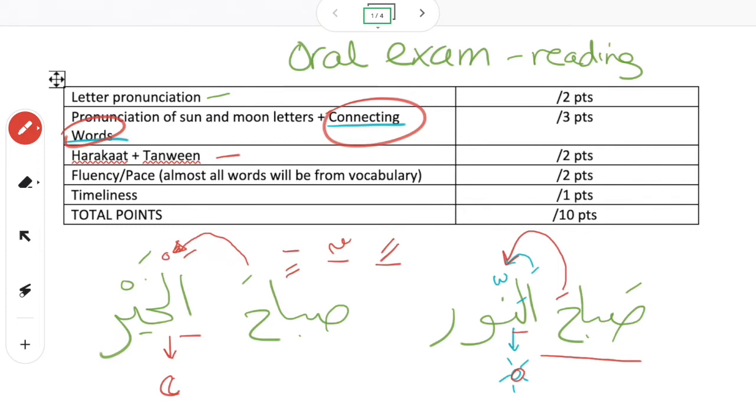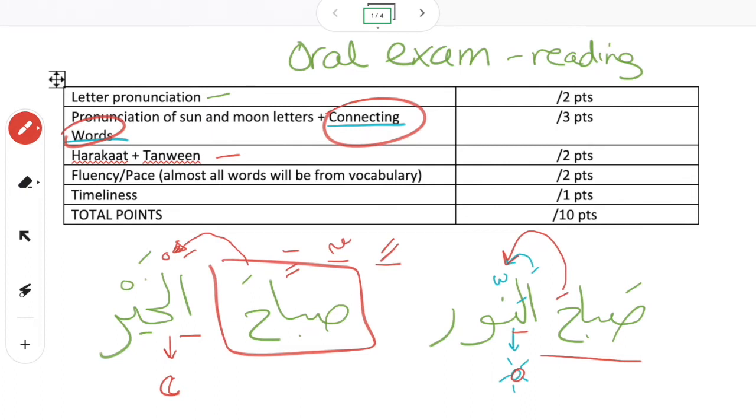Okay. Your fluency and your pace. So all of the words are coming from your vocab. So that means you should be pretty comfortable with your vocab words. When you see a word, you should be able to recognize it. If you're still struggling with that, that means you really need to study the vocab, okay? So I don't want you to be reading the oral exam paragraph and take an entire minute to read one word. So if you see something like this, you know this word is morning. So it shouldn't take you so long to read it.